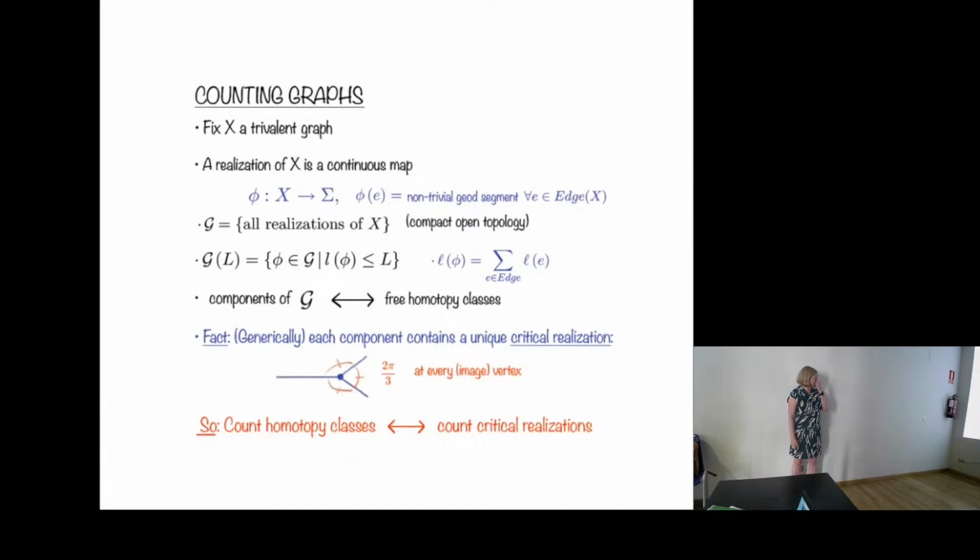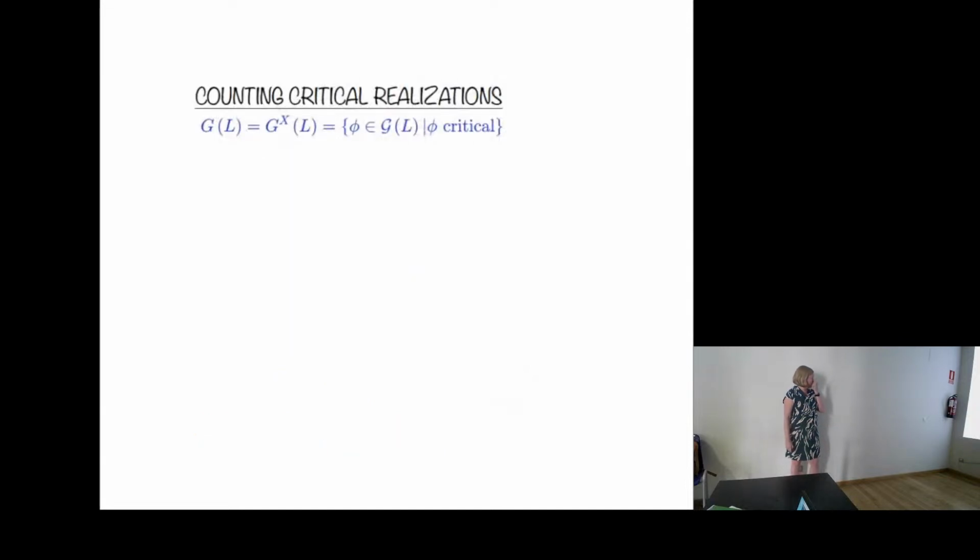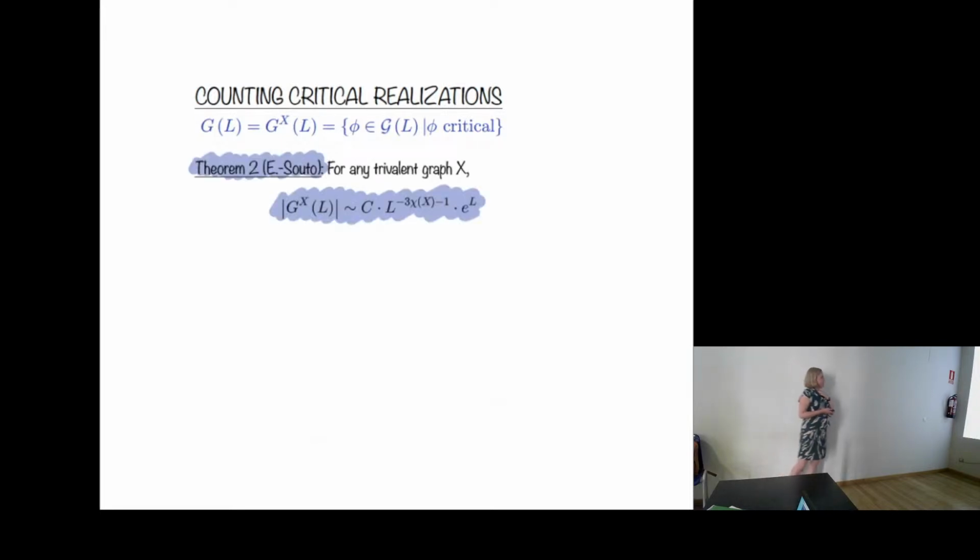All right. So how do we count the critical realizations? Let me, instead of the script G, use the normal G, for this is actually a discrete set. So G of L, fixing my graph X, is all the realizations of my graph X that are critical, and we want to count those. And we prove that they grow like this.